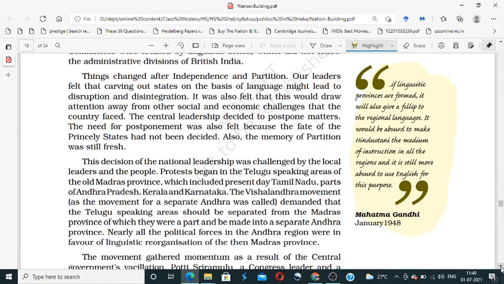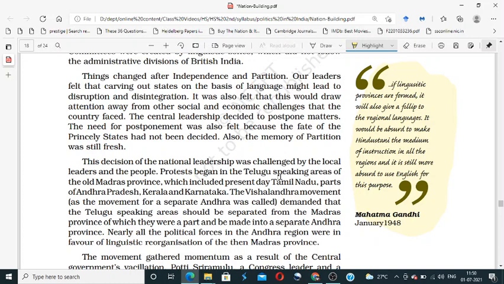But then things were to change after partition. Now what will be the basis? Our leaders felt that if we give states on the basis of language, there will be thousands of states in India and some of them may demand more autonomy. Ultimately, they will demand independence too. And they did not want to give another partition a chance. So the national leadership decided, okay, no, we will not have states based on language.